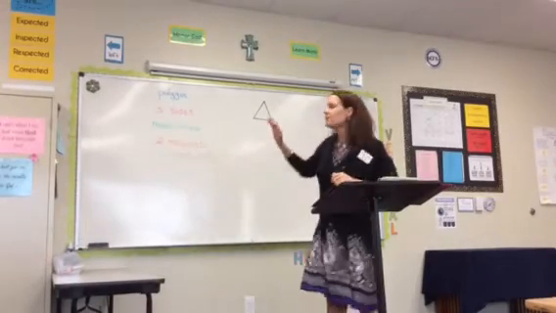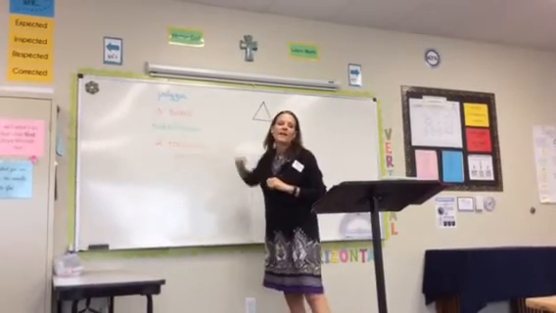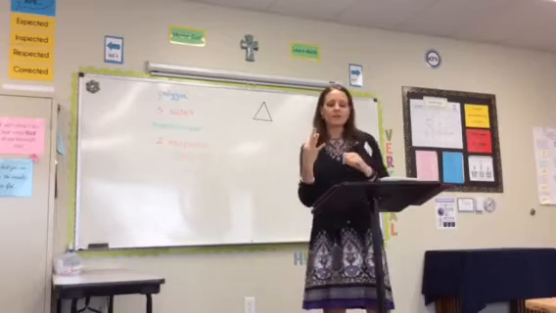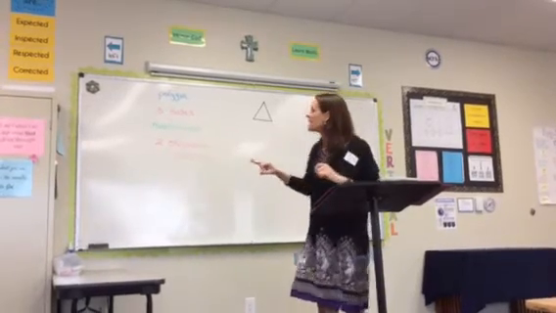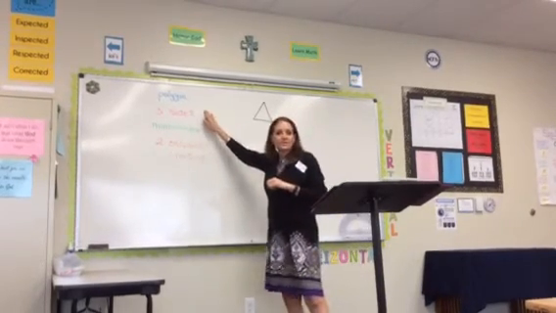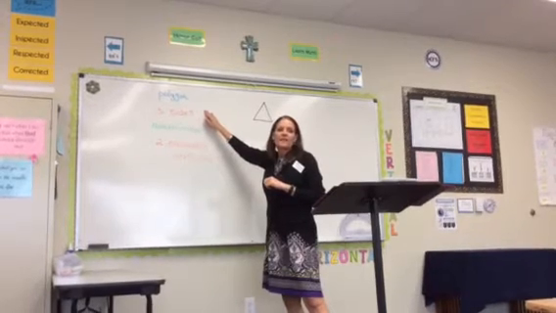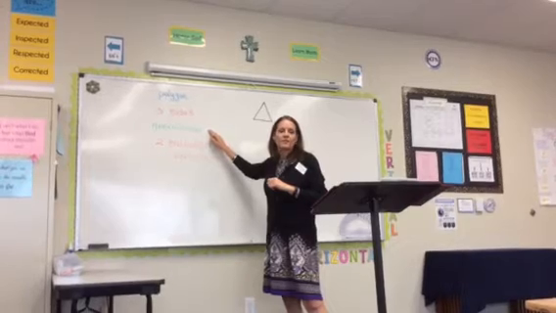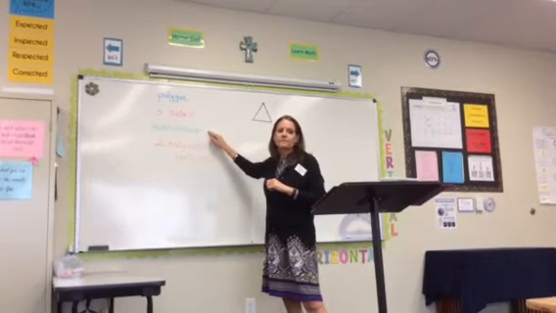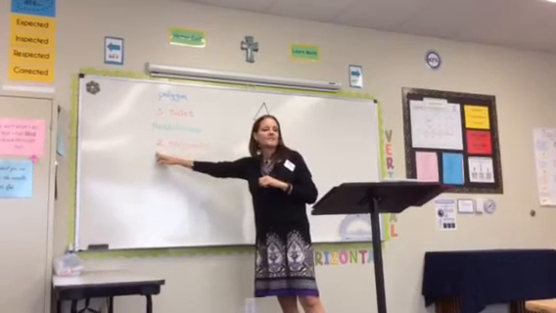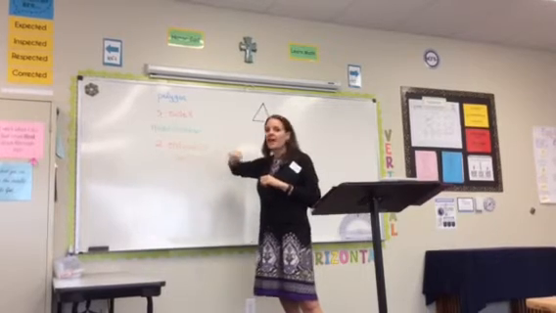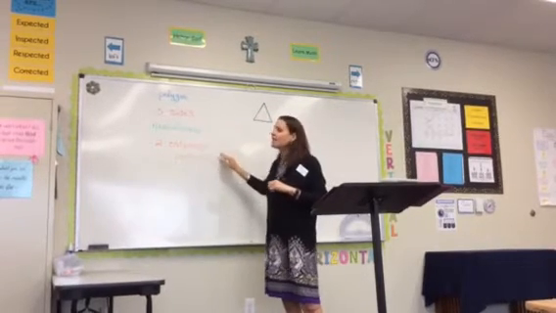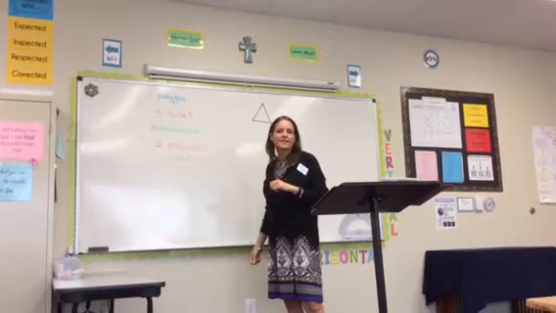So a figure is a polygon if it meets the following three conditions. It has to be formed by three or more sides. The sides that have a common endpoint are non-collinear. They're not on the same line. And each side intersects exactly two other sides, but only at their endpoints. And another word for that is vertices.